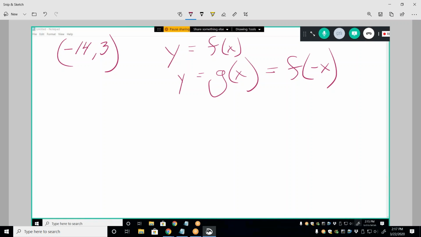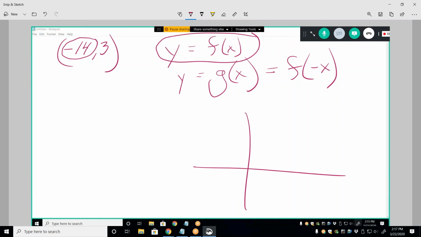Negative x, for the only point that we know of, is what? The y-intercept? No, it's minus 14 is one of the x points that is on this graph, whatever that graph looks like. Let's say it's a straight line. Here, let me put that point on there. Minus 14, 3. We'll say that's on a straight line like that.